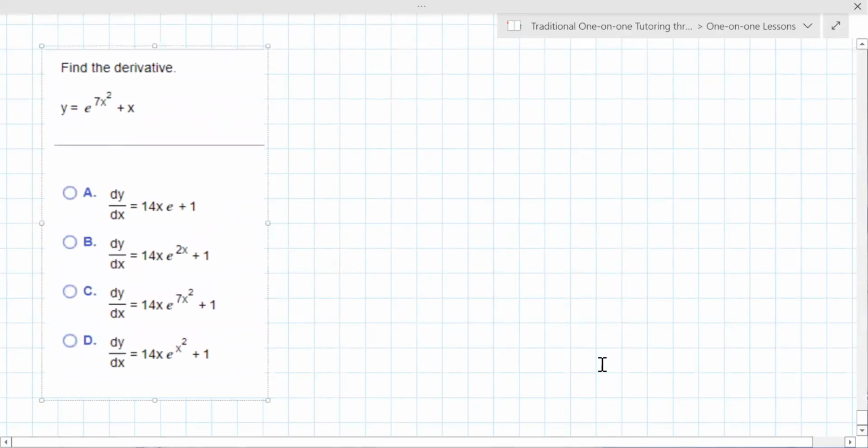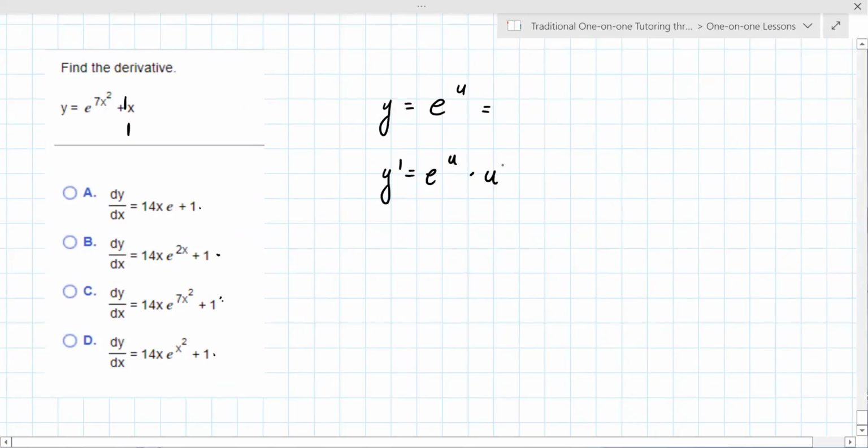Okay, it says find the derivative of this thing here. So see how all the answers have a 1? The derivative of x is 1 because there's really a 1 in front of x. So that doesn't even help. The derivative of e to the u is always itself times the derivative of whatever is in the exponent. So the answer has to have an e to the 7x squared in it. It has to be its original function.